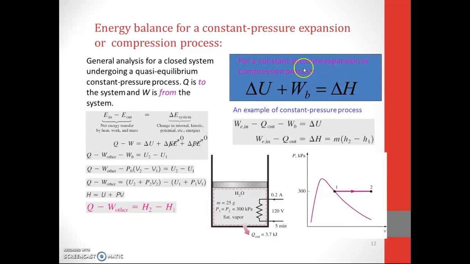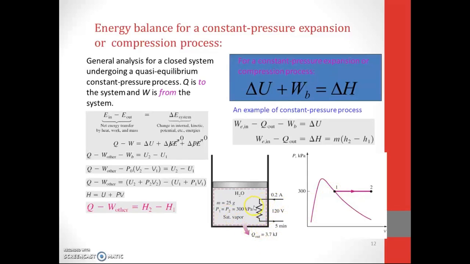I'm sorry, this is a different example. You have been supplied with 0.2 ampere, 120 volt. You can find the work here. Mass 25 gram, P1 equals P2. This is a constant pressure process. Q out is 3.7. I'm so sorry, this is the example for this one. So saturated vapor initially. This is the location.